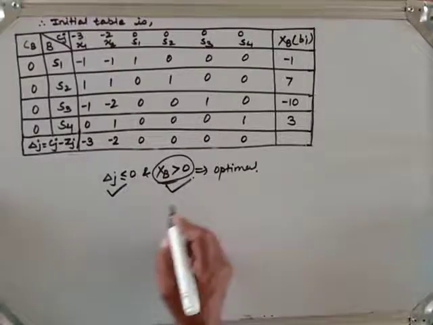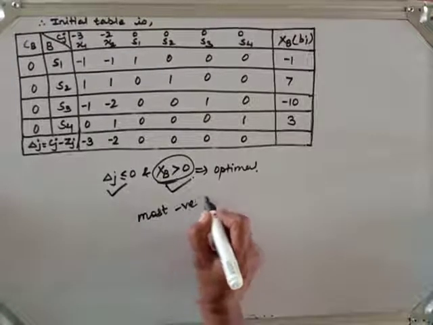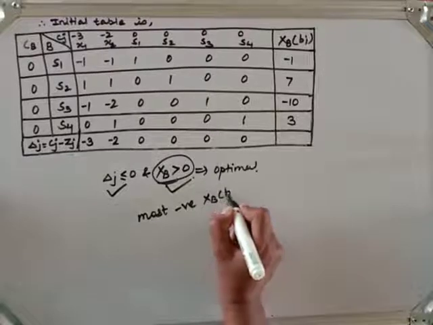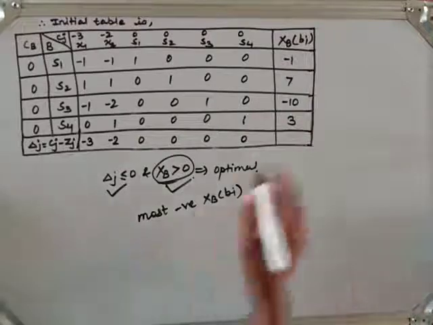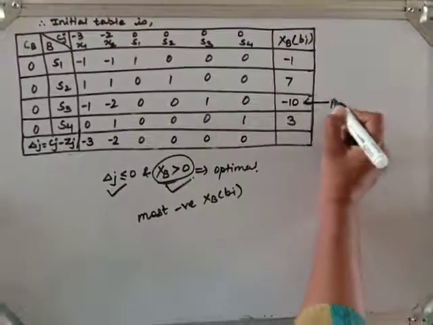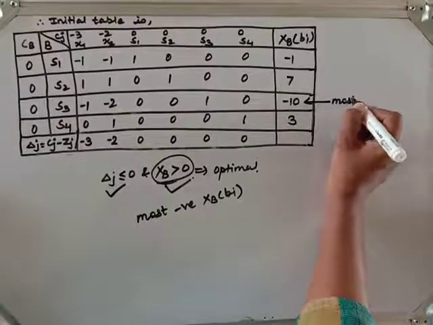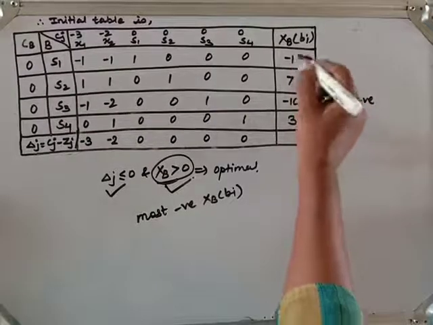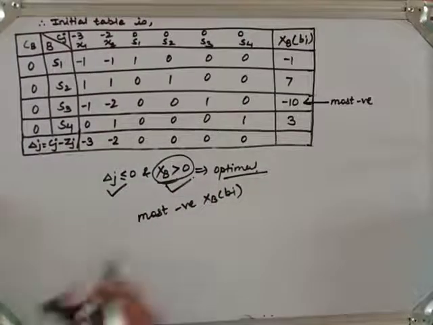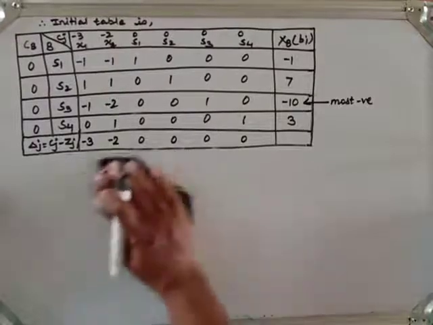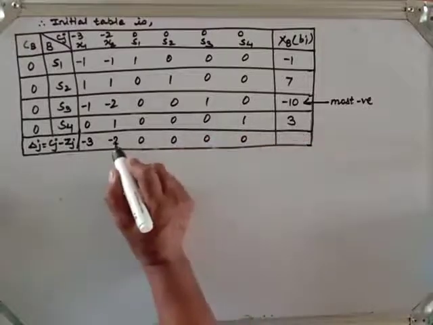So the pivot row is which row? The most negative xb or bi will give us the pivot row. So here this is the pivot row. This is most negative. Among these negatives, it is most negative, because if they were all positive, then it would be the optimal solution. Fine. So this is our pivot row. So now let us determine the pivot column.